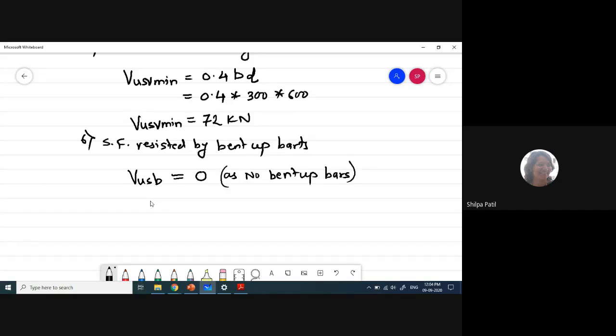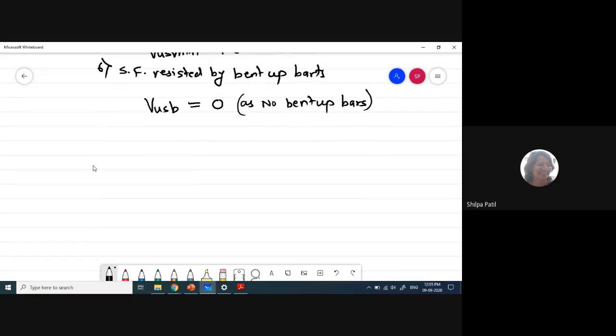Now when you design the beam, you have to specify whether you are providing bent up bars or not. Practically, we definitely provide the bent up bars. Alternate bars are bent up. Suppose only 2 bars are provided in a beam, then we do not provide the bent up bars. But if 4 bars are there, then alternate bars are bent up. If only 3 bars are there, in that case also we do not go for bent up bars. But for slabs, we definitely provide the bent up bars. So VUSB will be 0 as there are no bent up bars.